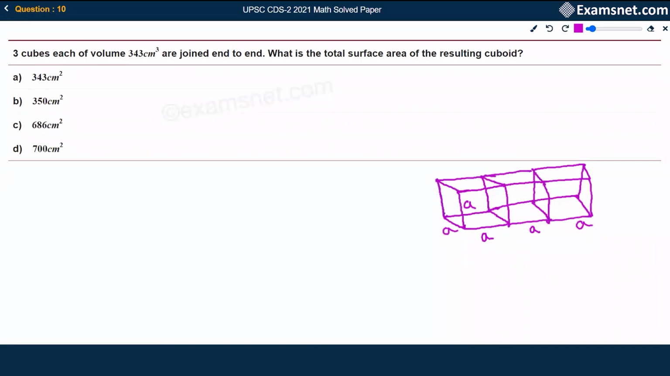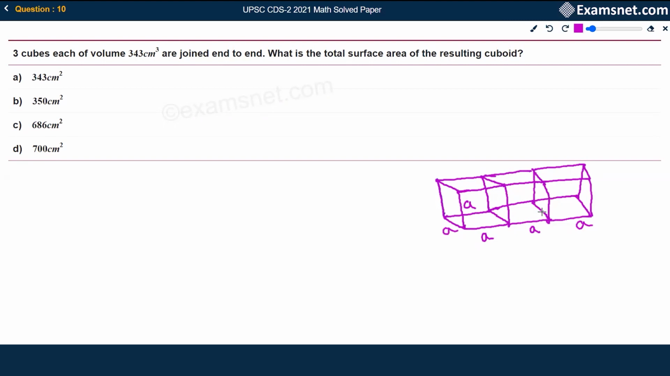In question number 10, it is given that 3 cubes, each of volume 343 centimeter cube, are joined end to end. What is the total surface area of resulting cube? Now look here, I have already drawn the figure. There are 3 cubes, each of volume 343 centimeter cube, and they are joined. When they are joined, it becomes a shape of cuboid. Yes, cuboid. It's not a cube anymore.